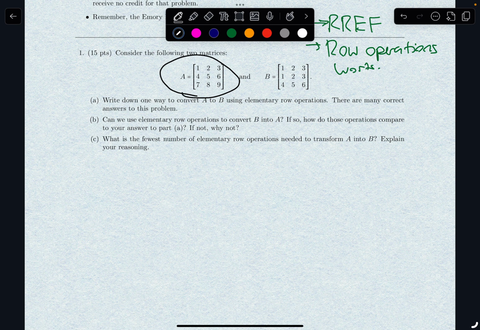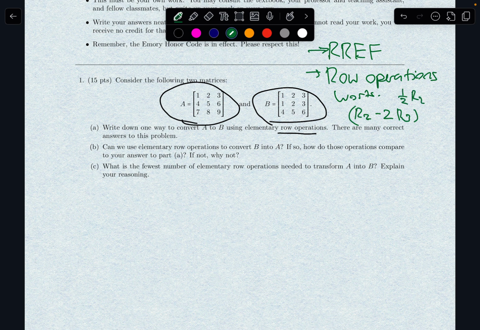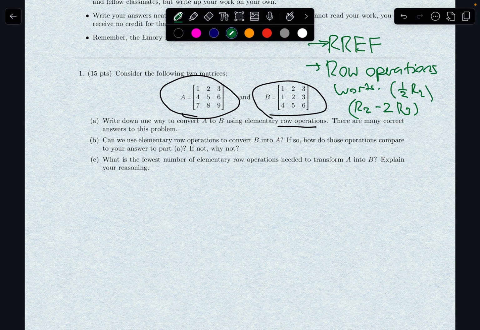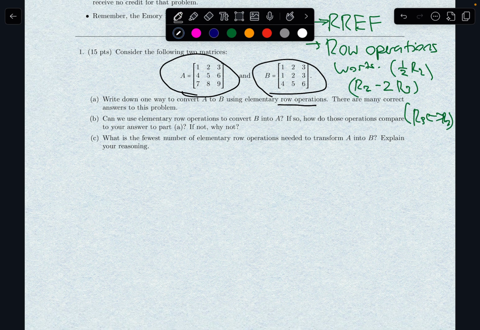Anyways, first question is asking us to write down one way to convert A to B using elementary row operations. Again, elementary row operations are really just when you do something to a row, for instance, R2 minus 2 times R3, or 1/2 times one row, or even row 3 switched with row 2, all of which are very valid because they all maintain the matrix's functionality, right? The relation stays the same. So in this sense, we're going to convert it from A into B.